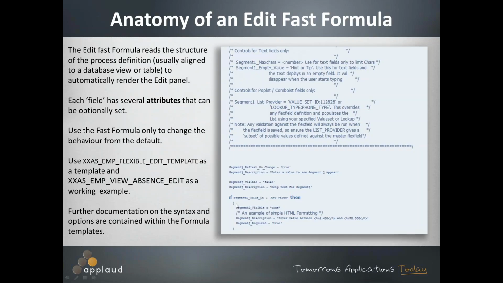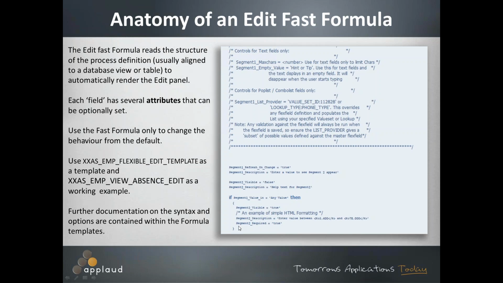This is what an edit fast formula looks like. Typically they're a lot shorter than the view formula. But basically, for each field, like segment 1, segment 2, absence type, absence reason, and so on, you have a set of what we call attributes, and those attributes can be set to whatever we need. So for example, an attribute might be visible. This is shown here on screen: segment 2 visible is false. That means that segment 2 can't be seen. Segment 2 description is help text that shows underneath the field. So if that's set, it shows you that text on the screen.